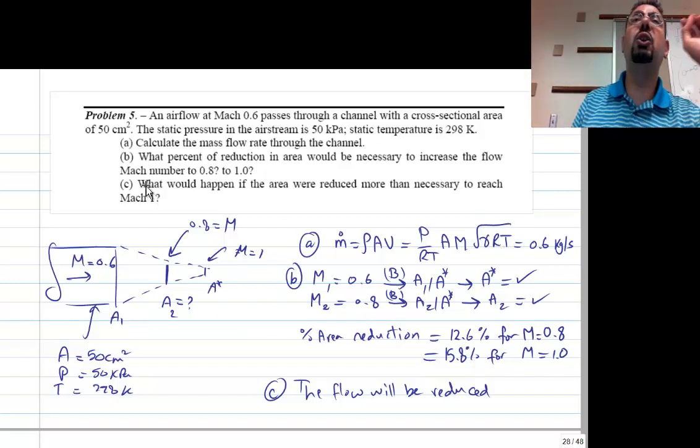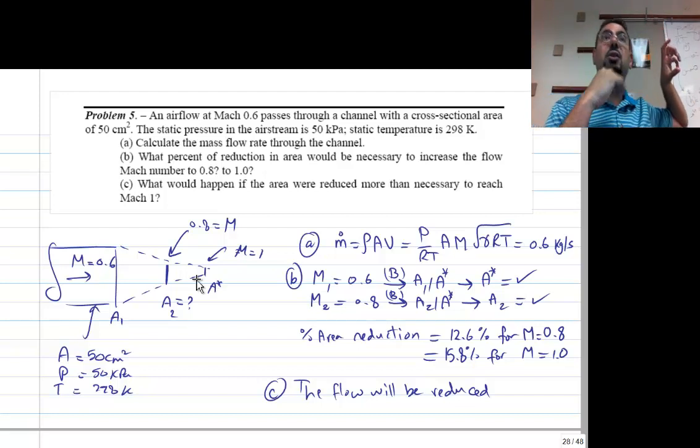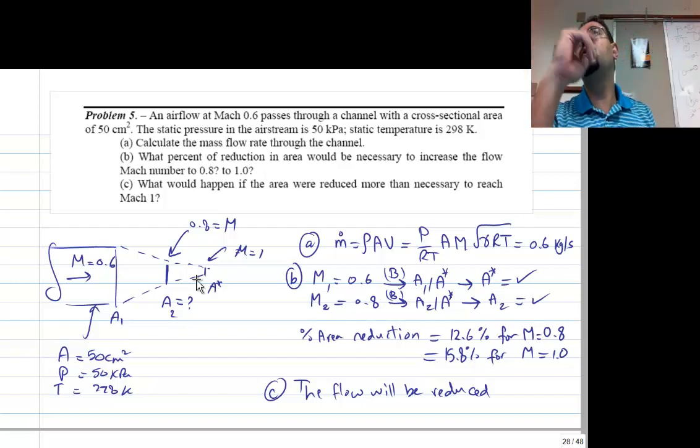Now part B, that's what's new. What percent reduction in area would be necessary to increase the flow Mach number from 0.6 to 1? You want to push the Mach number from 0.6 subsonic to Mach 1. So how can I solve that? The flow is subsonic, 0.6. If you want to accelerate a subsonic flow, what do you do with the area? Do you make it bigger or smaller? Smaller. So he's asking how small.